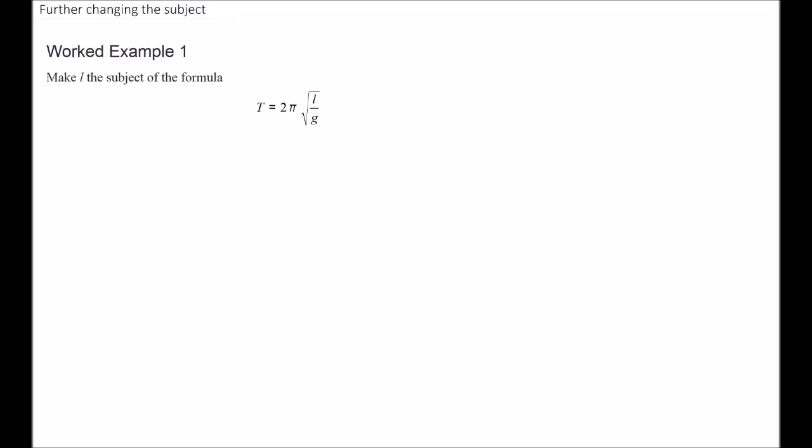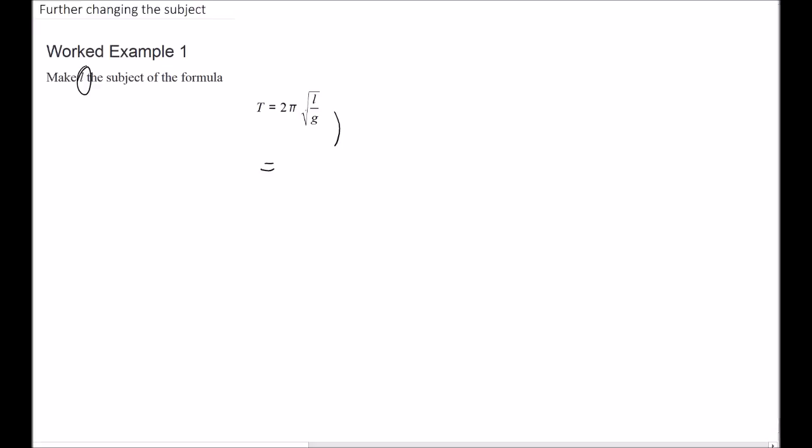You have to make L the subject of the formula in this equation. Now, it's very tricky because there's a fraction and there's a square root. So just take it step by step. I know it looks scary, but it shouldn't be. All right. So what do we do? It's T is equal to 2 times pi times the square root of L over G.